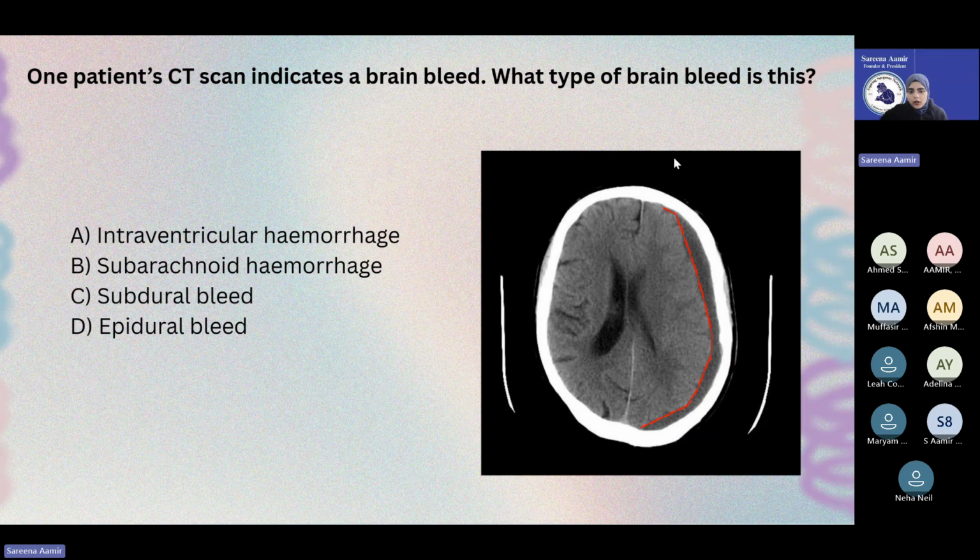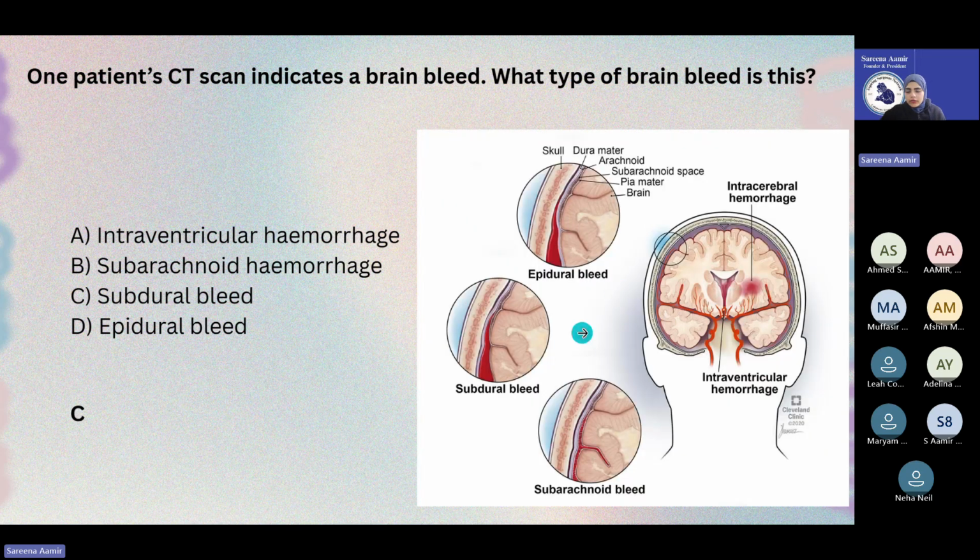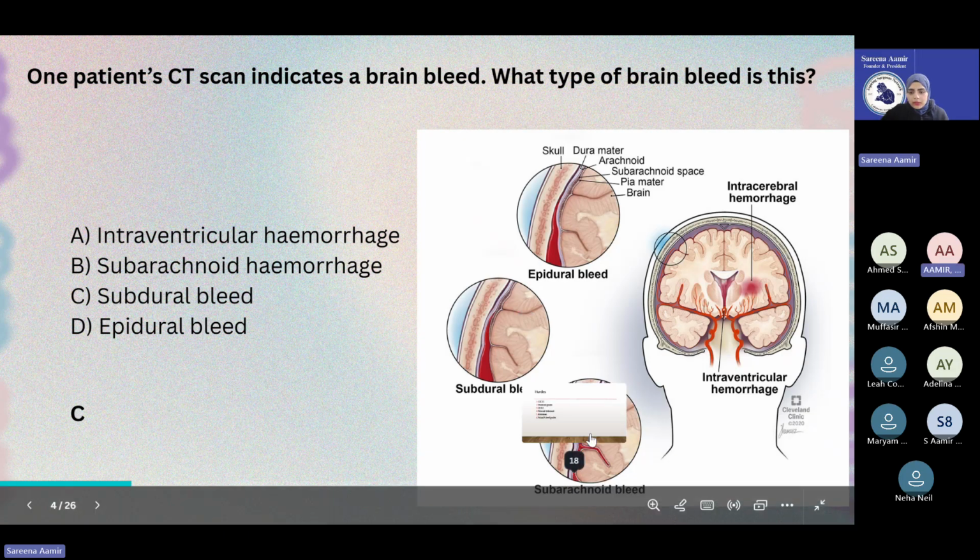Okay, so we've had a couple of B's, and it's actually not B, it is C. So subarachnoid hemorrhage. Here I have a little diagram that we used in our previous seminars. Subarachnoid hemorrhage is basically this part. So it happens between the dura mater and the subarachnoid space, hence the name subarachnoid.